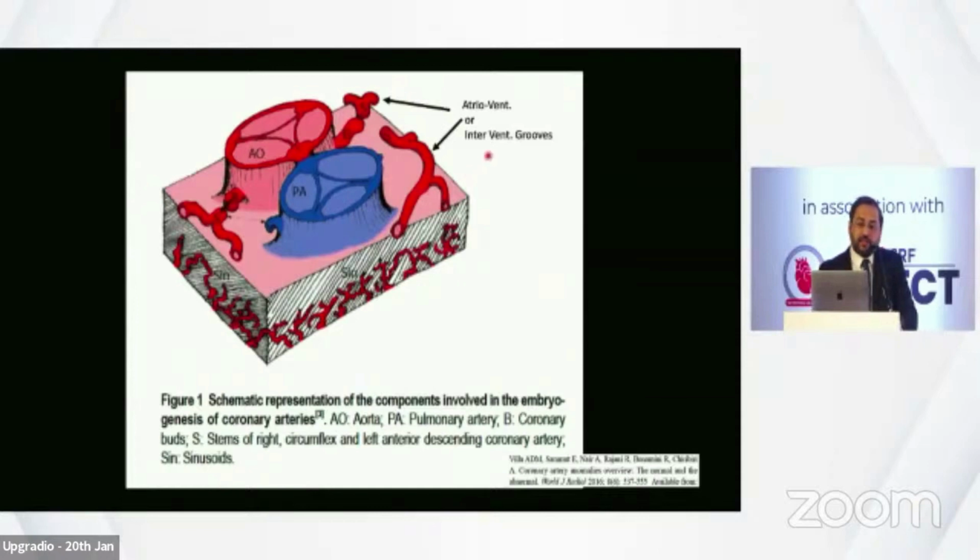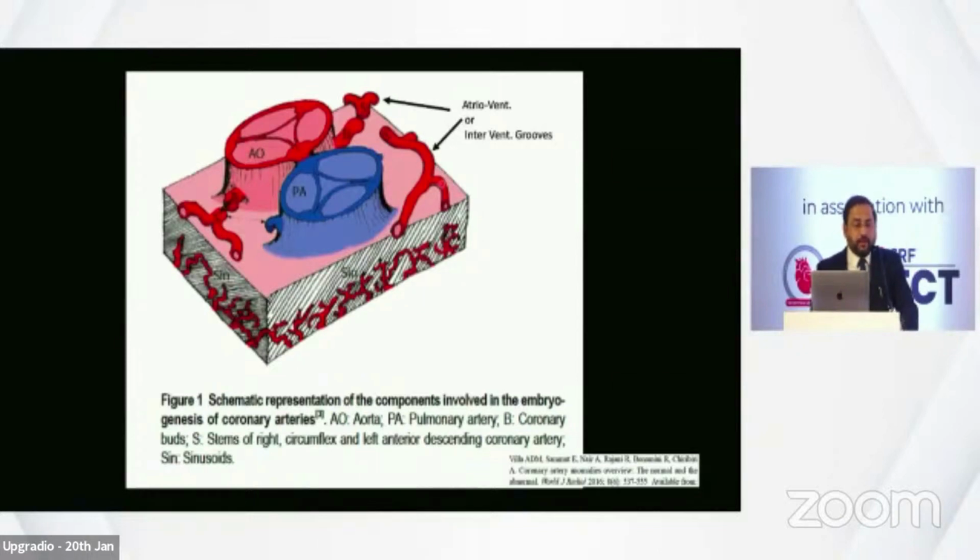Now, when these sinusoids attach, the second component is these stems. There are 3 stems. One develops in the interventricular groove, which later is going to form the LAD. In the right AV groove, another stem forms, which later is going to form the RCA, and in the left AV groove, the stem later on is going to become the circumflex.